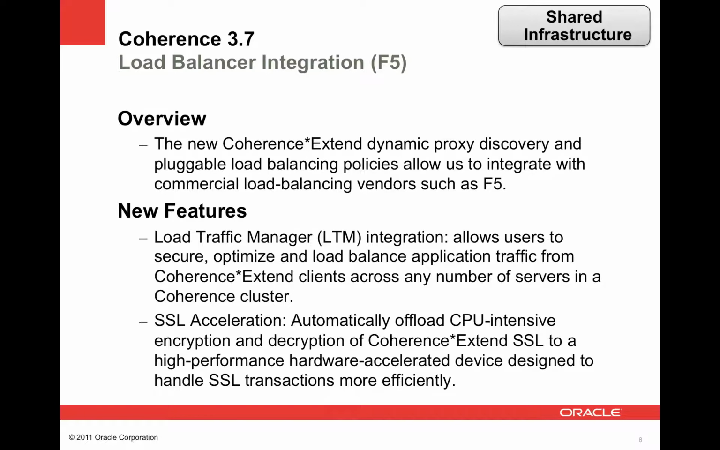Coherence 3.7 also includes integration with F5's Big IP load balancer. The new features include integration with the Local Traffic Manager, or LTM, which allows users to secure, optimize, and load balance your application traffic from CoherenceExtend clients across a number of servers in the Coherence cluster via Big IP. Also, there's SSL acceleration, so we can now automatically offload that CPU-intensive encryption and decryption of the CoherenceExtend SSL communication to the high-performance hardware-accelerated device that is Big IP. This allows us to handle those SSL transactions more efficiently.